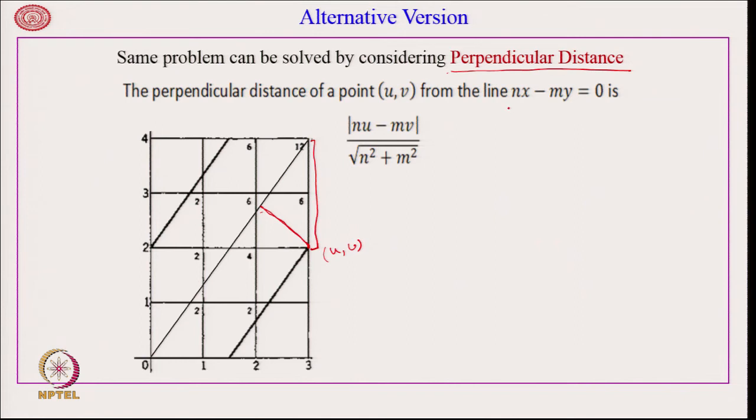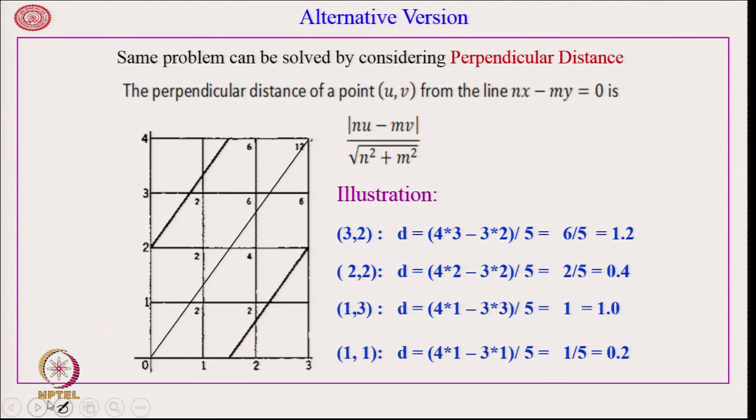And we know from coordinate geometry that the perpendicular distance of a point u v from the line n x minus m y equal to 0 is the absolute value of n u minus m v divided by root over n square plus m square. As an illustration, from the point 3 2, the distance is going to be 4 star 3 because n is equal to 4 and u is equal to 3, m is equal to 3 and v is equal to 2. Therefore, this is coming out to be 6 by 5, which is equal to 1.2. So, if this is the perpendicular distance, then that length is 1.2.